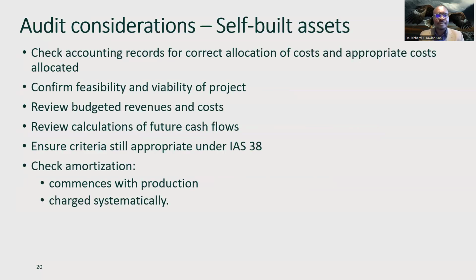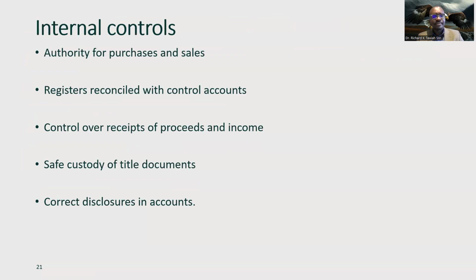Otherwise, they shouldn't be. Self-built assets: check accounting records for correct allocation of costs and that they have been appropriately allocated. Confirm feasibility and viability of the project, review budgeted revenues and costs, review calculations of future cash flows, ensure criteria is still appropriate under IAS 38 intangible assets, check amortization, whether they are charged systematically and whether it commences with production for the self-built assets.